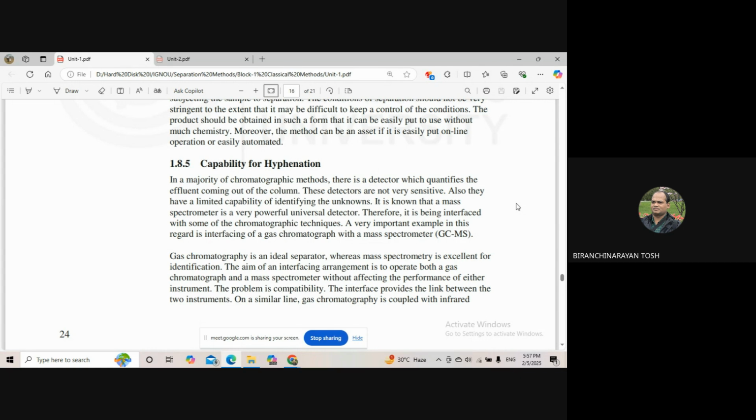Gas chromatography is an ideal separator, whereas mass spectroscopy is excellent for identification. The aim of an interfacing arrangement is to operate both a gas chromatograph and a mass spectrometer without affecting the performance of either instrument. The problem is compatibility. The interface provides the link between the two instruments. In a similar line, gas chromatography is also coupled with infrared spectroscopy.